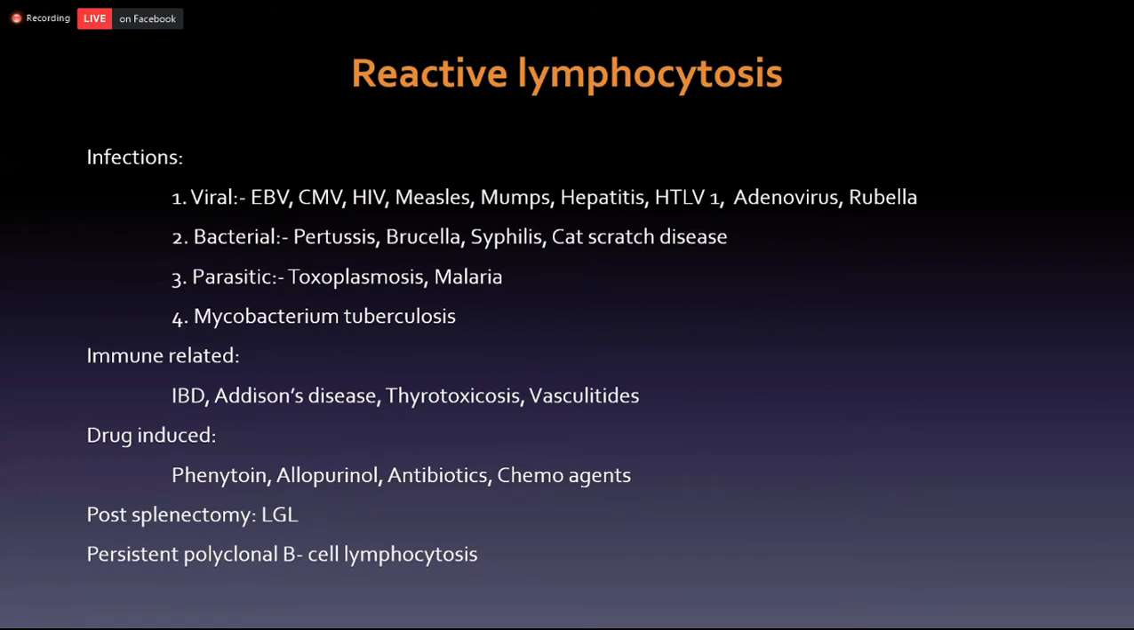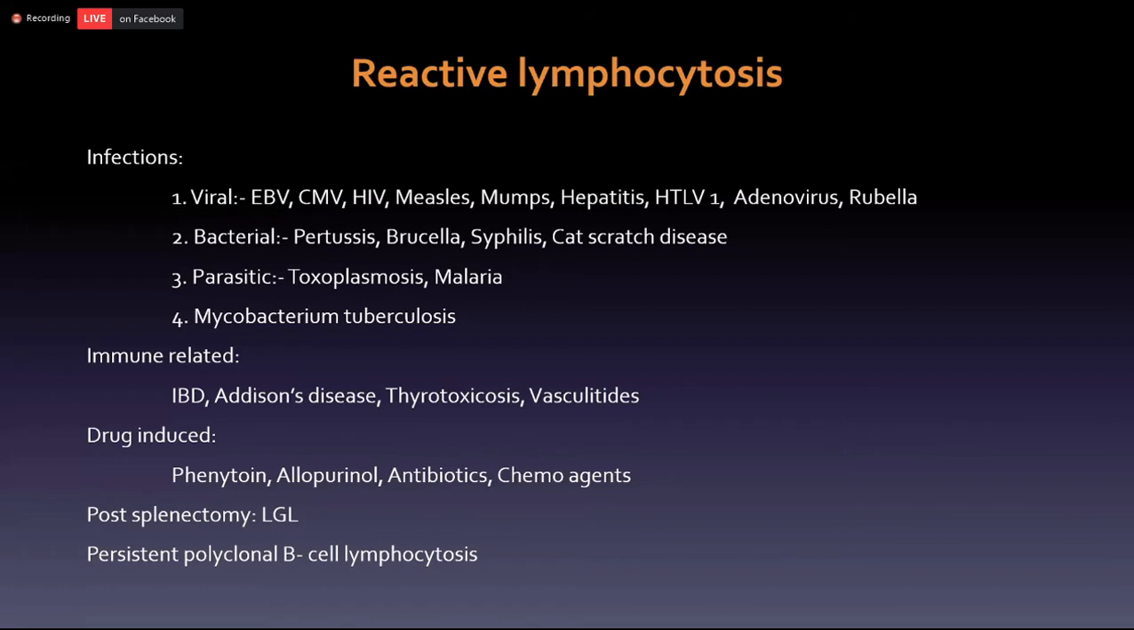So coming back to the clinical, physical, and morphology, which is the gateway to your differentials. Once you decide whether the lymphocytosis is reactive or clonal, among reactive lymphocytosis you have a long list of differentials. Mostly these are due to infections, and viral being at the top of them. And you can see EBV, CMV, HIV, measles, mumps, and other viruses.